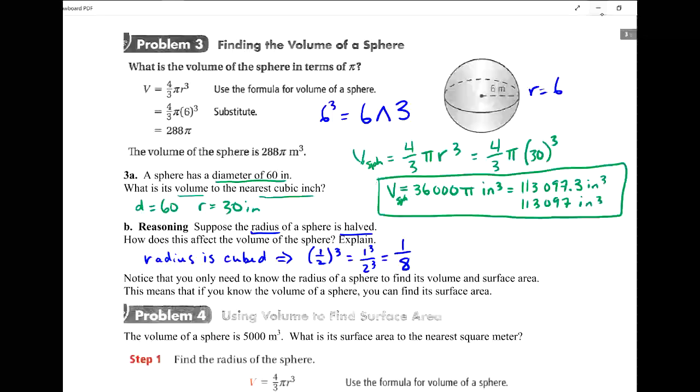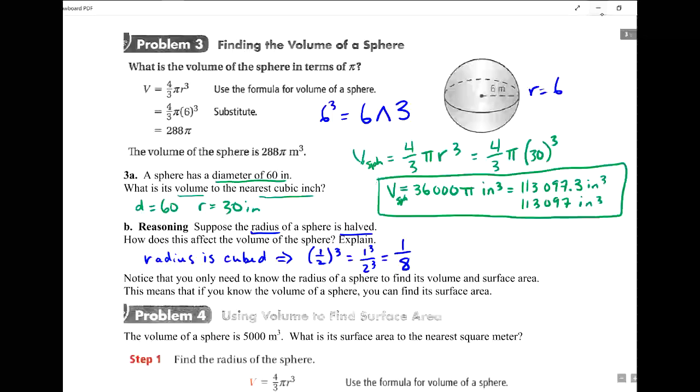All right, this was a pretty easy problem. We're told it has a diameter of 60, so we know the radius is 30. We write our equation for the volume of a sphere, 4/3 pi r cubed. We plug in our numbers. Don't forget to cube your 30. We get 36,000 pi inches cubed. We can turn that into a decimal, and we are asked for the nearest cubic inch. So that's a whole number, so that's 113,097 inches cubed.